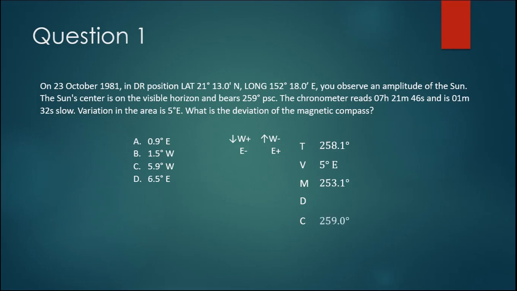and our bearing is 259 per standard compass, so that goes here. That gives us a deviation of 5.9 degrees west. So it looks like our answer is going to be C.